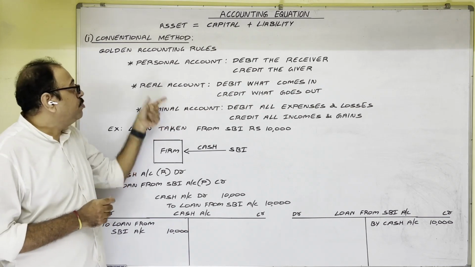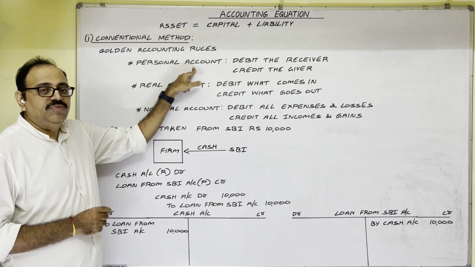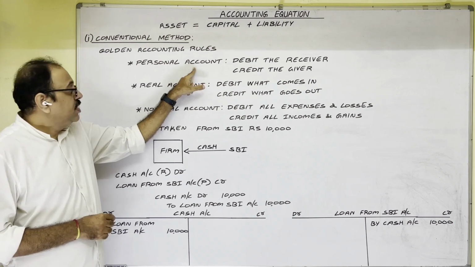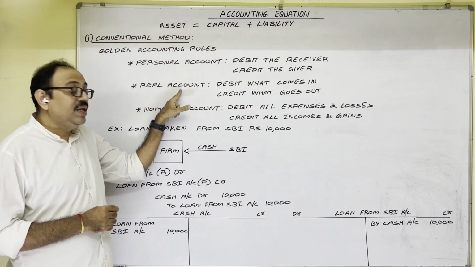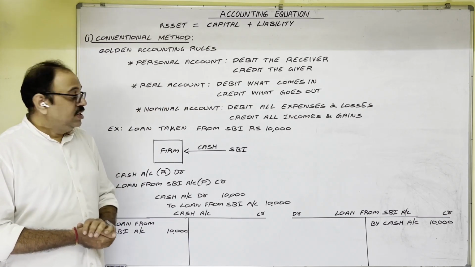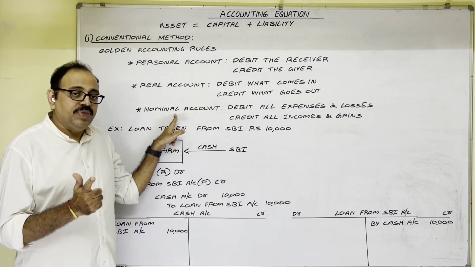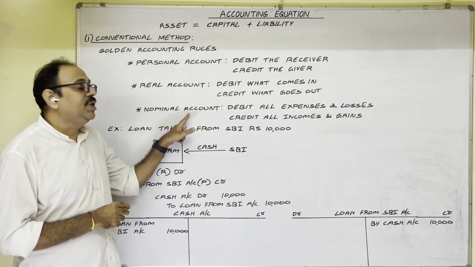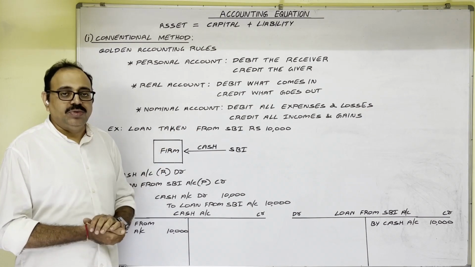If any account is opened with a person's name or firm name, it is called a personal account. For example, Kiran account, State Bank of India account. If any account is opened with an asset name, it is known as a real account. For example, cash account, machinery account. If any account is opened with an expenditure name, loss name, income name, or gain name, that account is known as a nominal account. For example, salary account, commission received account.